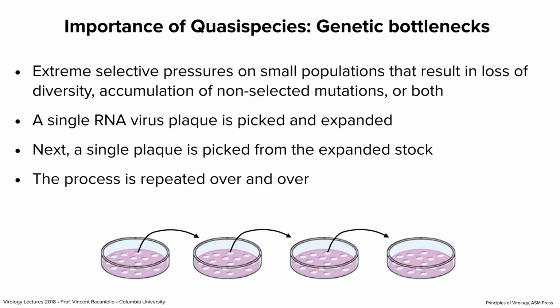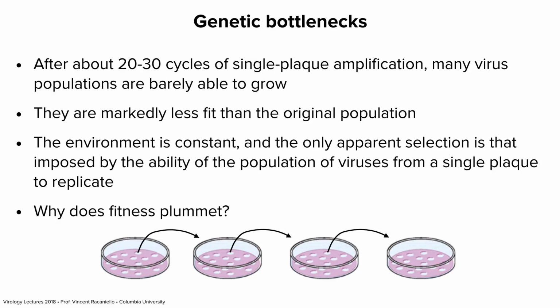You keep doing that over and over again and keep going from plaque to plaque without expanding each plaque. In other words, without taking each plaque and infecting monolayers. You just do plaque assay to plaque assay. And what you find is that if you do this 20 or 30 times, your virus can barely grow anymore. They're less fit than the original population. And so what's going on? It's the same cells. It's you doing the plaque assay. All your reagents are the same. There's no variation. How is this consistent with Darwinian selection? We haven't changed the environment. All we're doing is going from plaque to plaque. So what is going on?